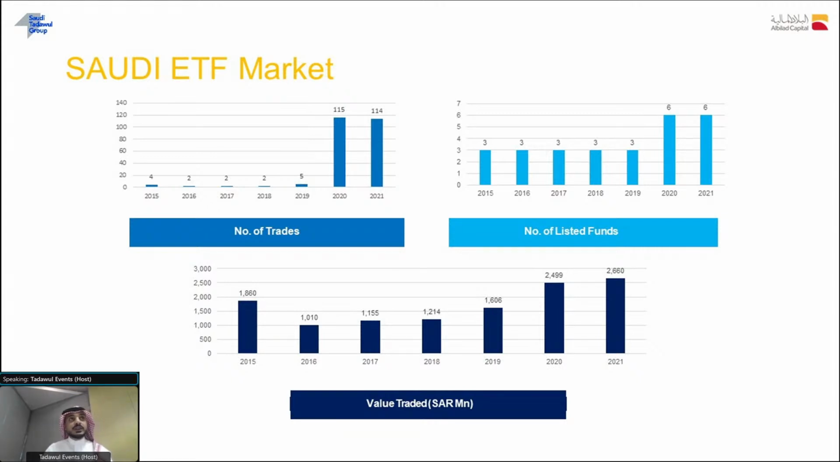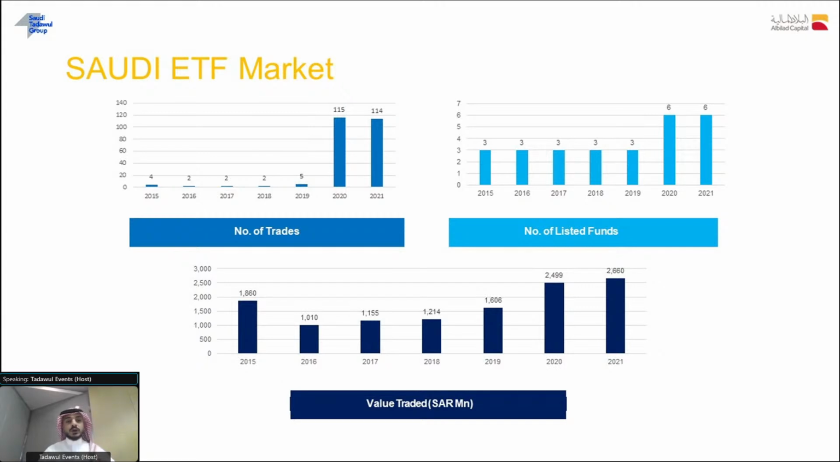Looking at the value traded as well, we have also seen a pickup. The value of trades reached 2.5 billion in 2020 compared to 2.6 billion in 2021, and it's an encouraging signal. We truly hope that this trend could continue. Moving on to the next slide.